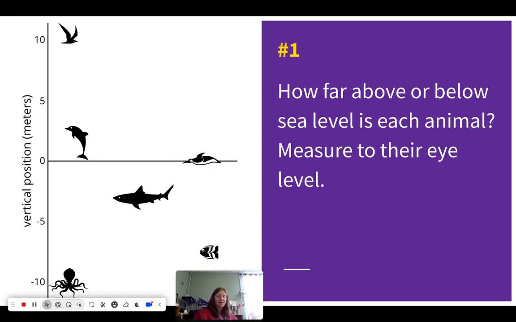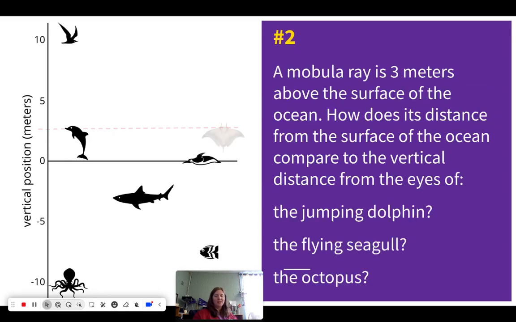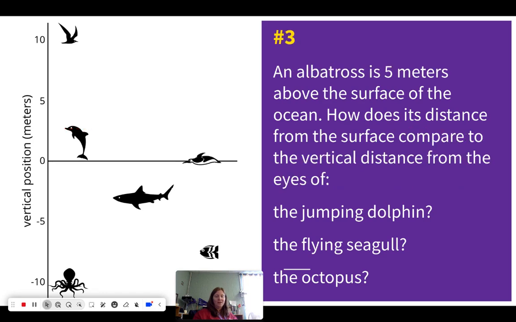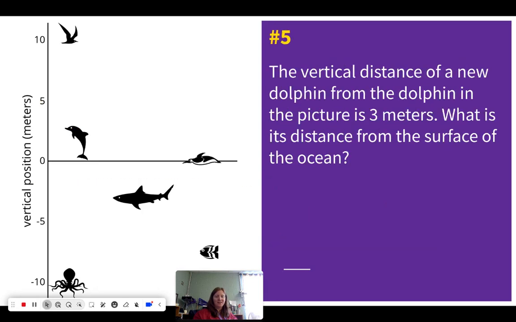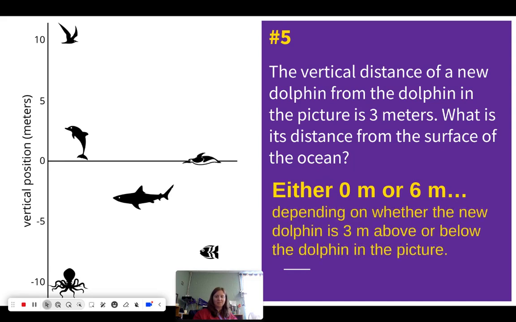All right, so now that you have it done, make sure you've checked those answers with me for 1, 2, 3, 4, and 5. 5 would be either 0 or 6 meters, depending on the new dolphin, if it's 3 meters above or below the dolphin in each picture.